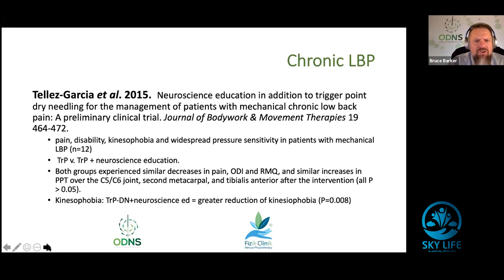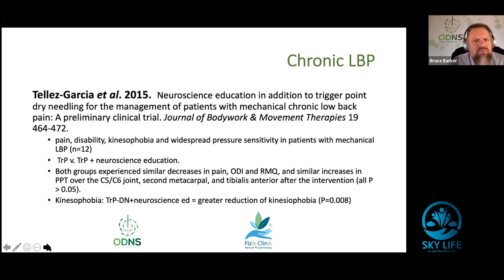Okay, so we've got trigger point dry needling with or without the neuroscience education. What's really happening with these patients? Can we make a difference for them? The only thing that changed between these two groups, I mean, they measured the Oswestry scale, the Roland Morris questionnaire, pressure points, they measured all these things, but the real difference was this.